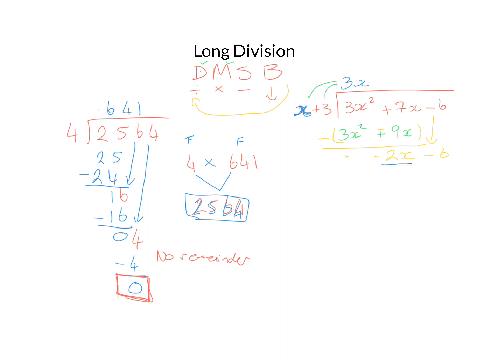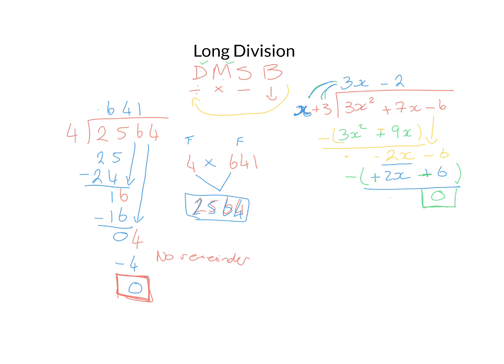Now, to repeat the process, I'm going to say negative 2x divided by x leaves me with negative 2. I multiply again: negative 2 times x gives me negative 2x. Negative 2 times 3 gives me positive 6. Remember to subtract, so this turns into a positive and this turns into a negative. Negative 2x plus 2x leaves me with nothing, and negative 6 plus 6 leaves me with 0.